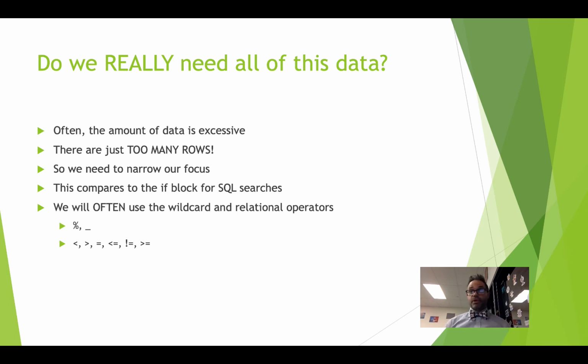This is like using an if block in Java or Swift when you're trying to narrow the results of something. It's like, oh, I've got this condition, I can go in here. Instead of an if block like you do in Java and Swift, we use a different approach for this. One of the main things we're going to use to limit the data are wildcard and relational operators.